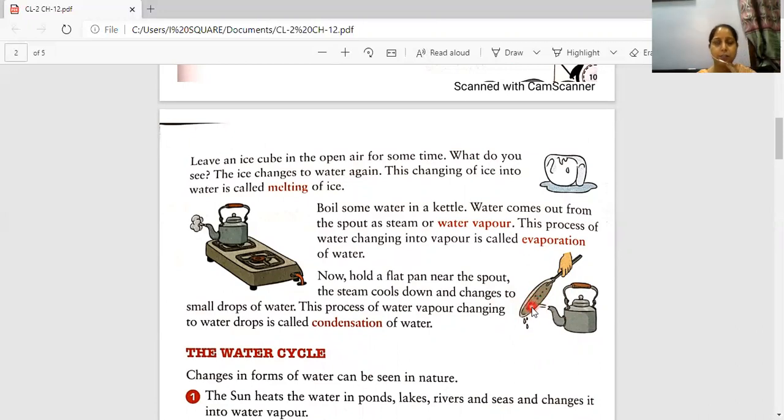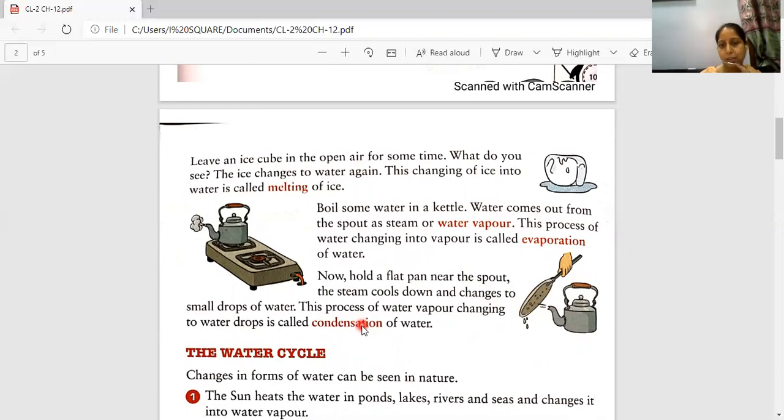I can give you a live example. When your mother cooks food in the kitchen and she covers the pan or any utensil in which she is making vegetables with a plate, and when she removes the plate, after a few minutes you will see some droplets formed on the plate. So that process is known as condensation.